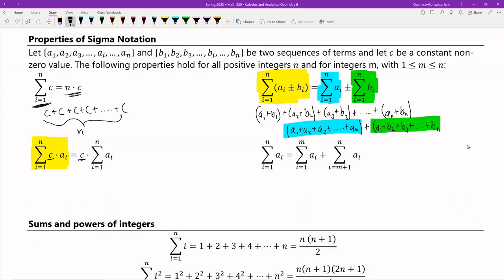The proof for that one is just how you would think it would go. On the left-hand side, this would be c times a1 plus c times a2 plus c times a3 plus dot dot dot plus c times a n. Since all of them have a c in common, we can factor out the c. So it's going to be c times a1 plus a2 plus a3 plus dot dot dot plus a n, all as a group. And then we can see that all of this is just that summation.